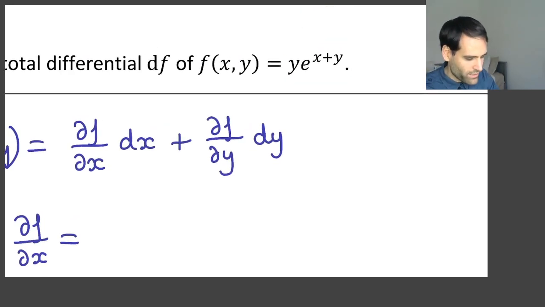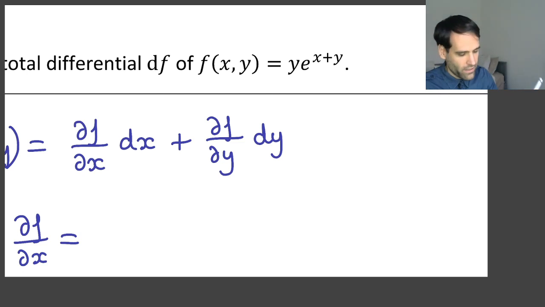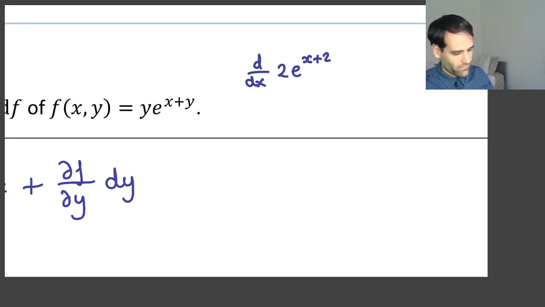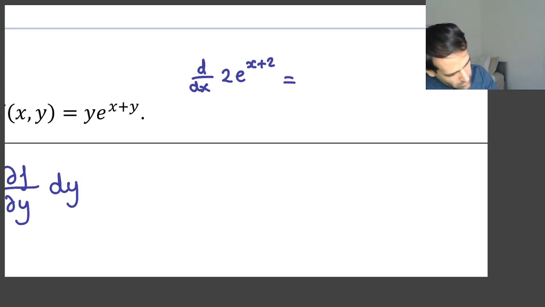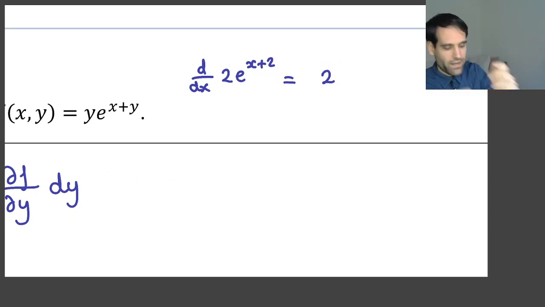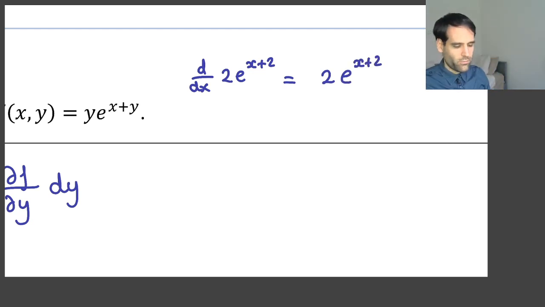So we assume that y is a constant, so we leave it outside, and then we do the derivative of the exponential of x plus y. So if y was a constant, what would be the derivative of 2e to the x plus 2? What would be the derivative of that? It would be equal to 2 times the derivative of what is in the exponential, x plus 2, the derivative is 1, so 2 times 1, times the exponential itself, right? So that would be the derivative.